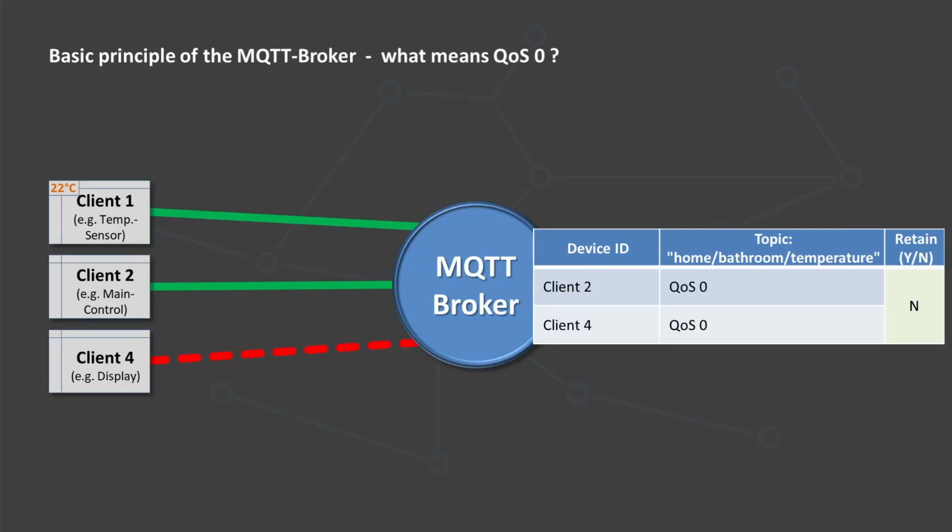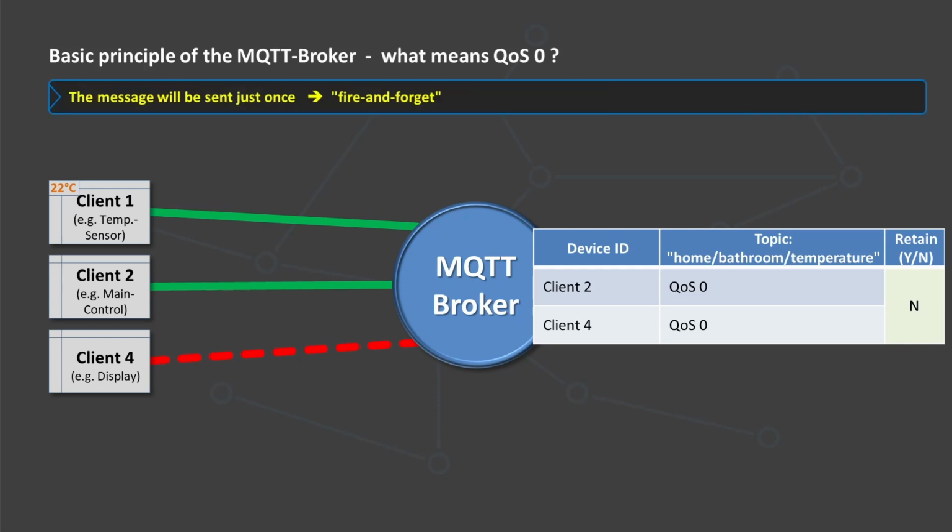What do QoS and retain mean? Along with the message, we can define a so-called QoS, quality of service, and set a so-called retain flag. I am not going to explain here all the technical details of QoS and retain. This has been perfectly explained in many other videos and blogs already. But I would like to demonstrate the main differences and their effect in practice.